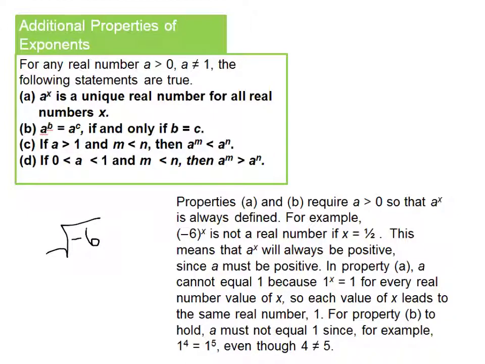Because of that, if you look at property A, a cannot equal 1 because 1 to any power is equal to 1, right? 1 times itself, however many times you want to do that, is always 1. So if you look at property B, a can't equal 1 because here if we have 1 to the 4th and 1 to the 5th, they're equal, but 4 and 5 are not equal. So these are just some rules that you should be aware of. I'm not going to ask you to repeat them back to me.